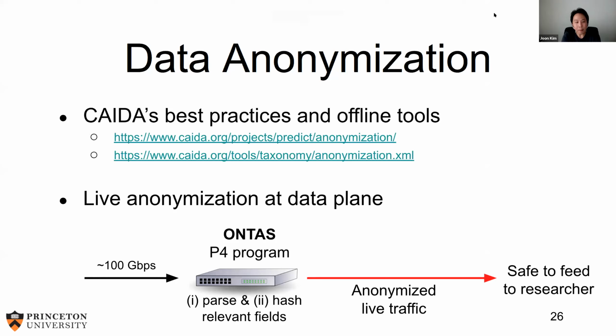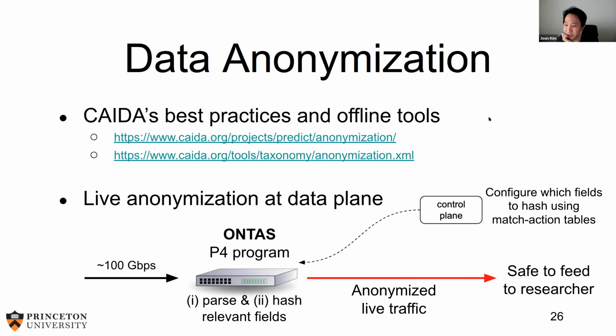At Princeton, we use something called the OnTask P4 program, which helps us do live anonymization at the data plane itself. What this program does is, if you feed in live traffic, it'll parse the headers and hash relevant fields, for example, the MAC address or IP address, so that the output is anonymized live traffic. And so that is safe to feed to the researcher.